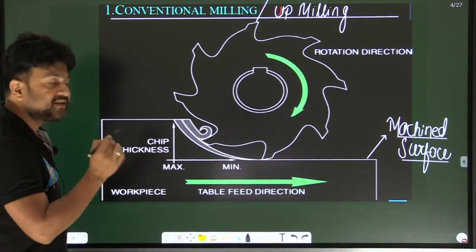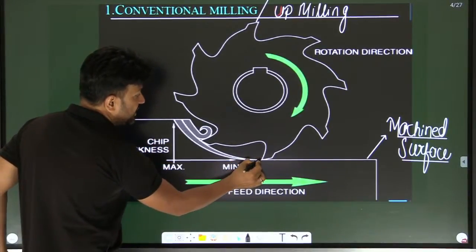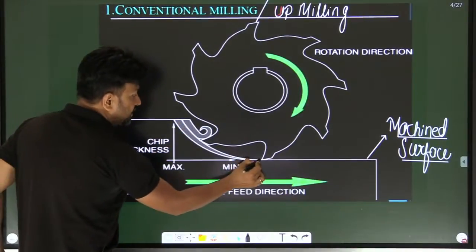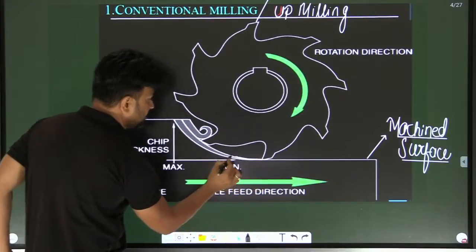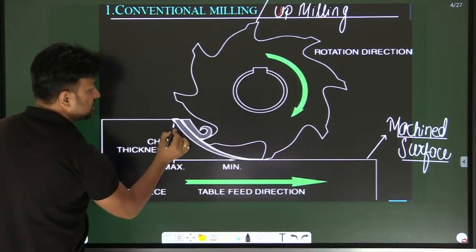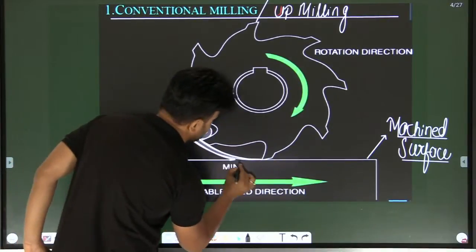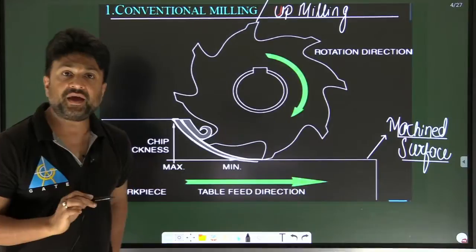And here you can see the chip. As the milling cutter teeth move from down to upward direction, what happens to the chip thickness? It increases. Look here, this is the uncut chip. That uncut chip increases when you go from down to up.